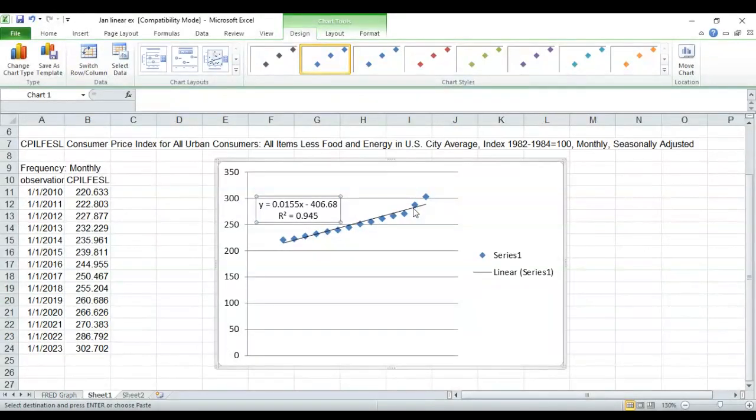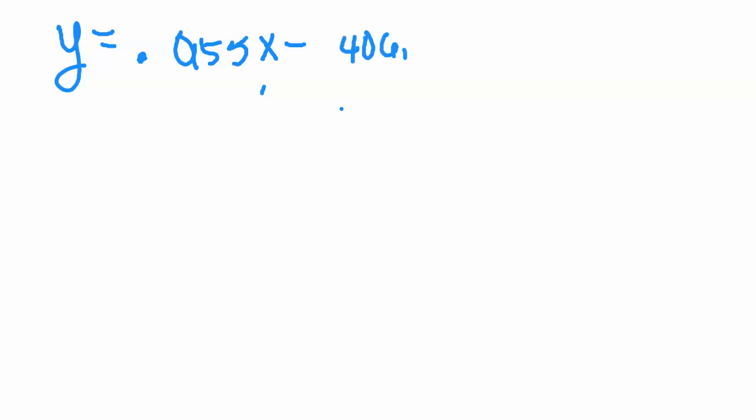Okay, so let me go back. Okay, we got the equation. Okay, this number right here is our slope because it's in front of the x. And this is where it crosses the y-axis.